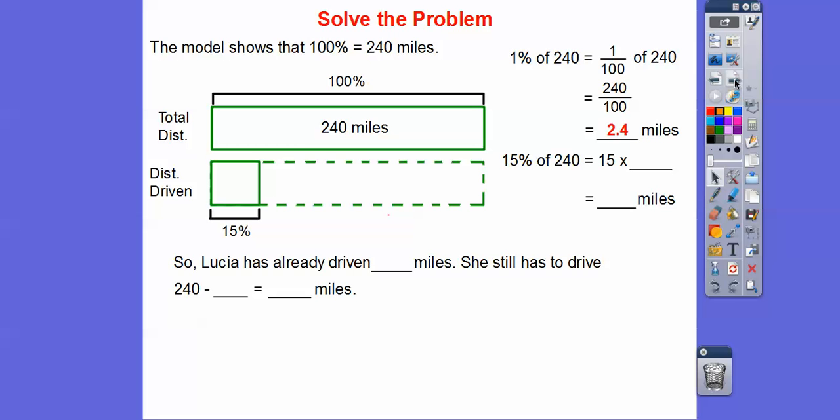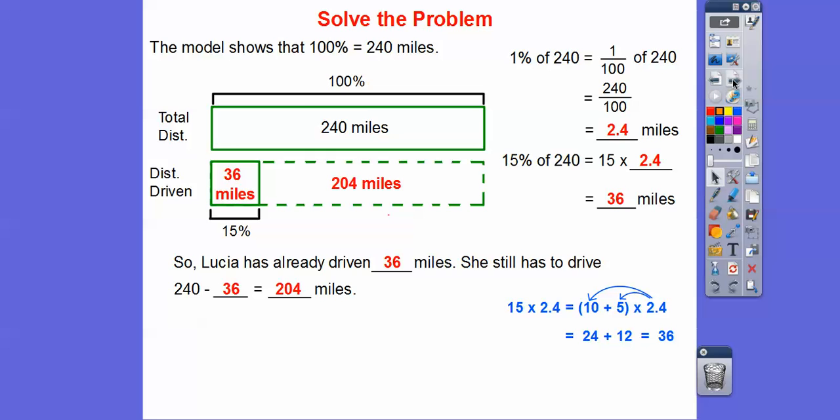Okay, that's 1%. All right, so 15% is going to be 15 times the 2.4, because 2.4 is 1%, so 15% is 15 times that. And so if we multiply 15 times that, I did that down here, 15 times 2.4, I did 15 as I separated it up into 10 plus 5. Okay, and so 10 times 2.4 is 24, so 5 is going to be half of that, which is 12. 24 plus 12 is 36, okay? So Lucia has driven already 36 miles right there, and she still needs to drive 240 minus 36, which is 204 miles.